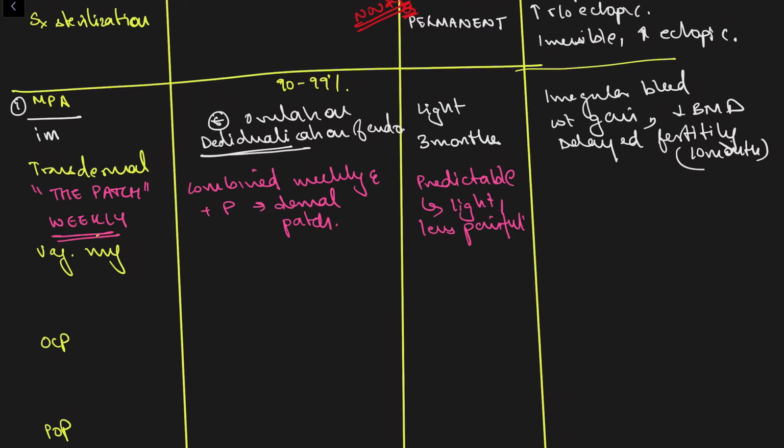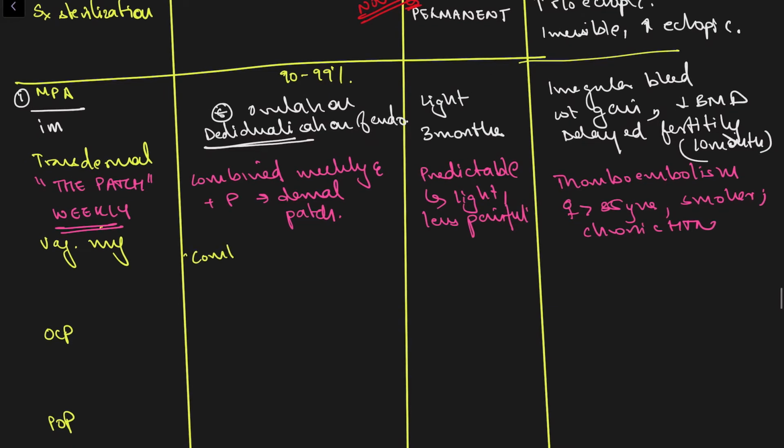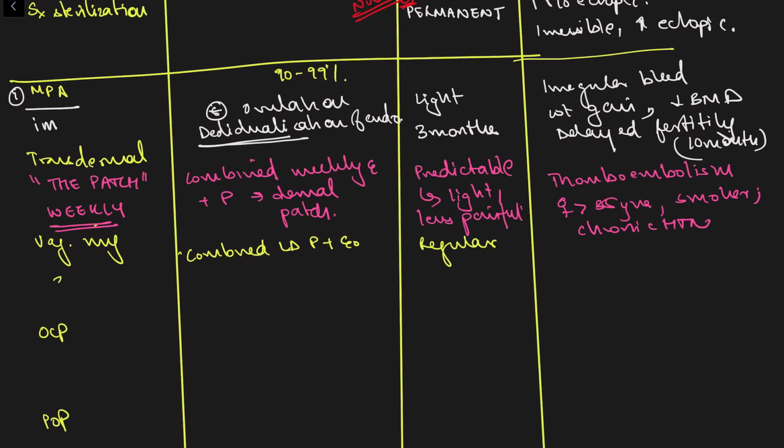Okay, what are the risks? There is risk of thromboembolism, especially if the female is more than 35 years of age, or is a smoker, or a patient of chronic hypertension. Right. Next is vaginal ring. It is also a combined low dose progestin plus estrogen ring. It makes the period regular and can be placed intravaginally for 3 weeks, then removed for 1 week, and menses will occur once you remove this.